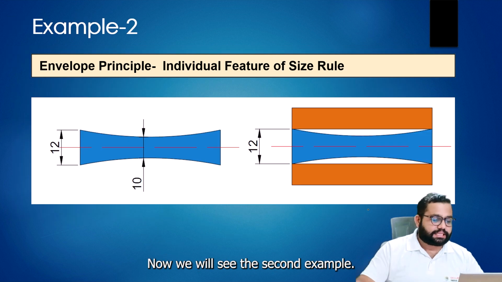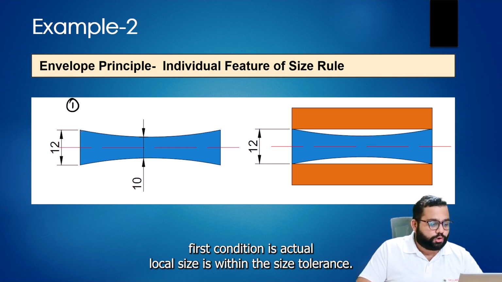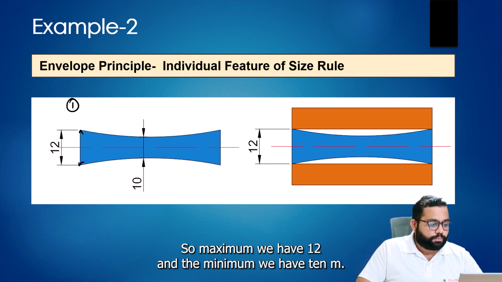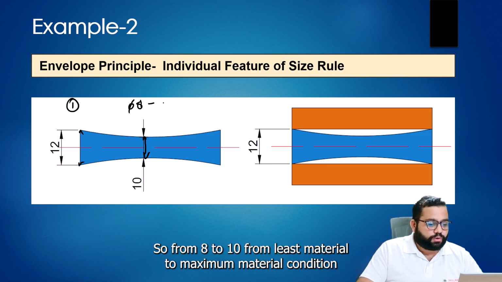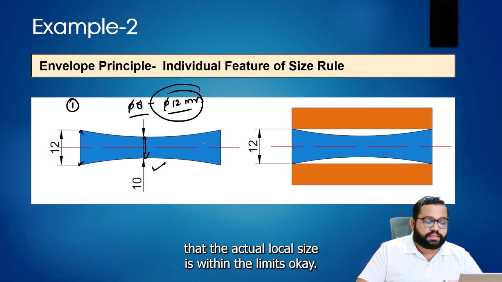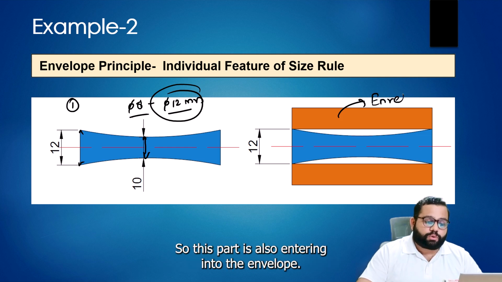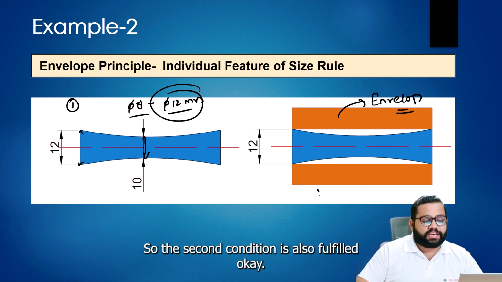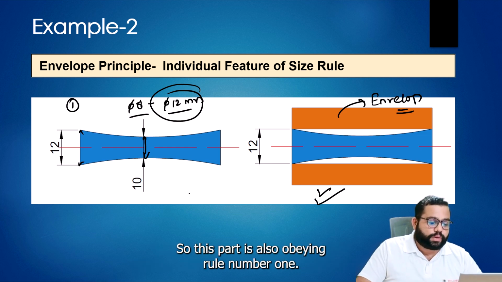Now we will see the second example. In this example also you can see that the first condition, actual local size, is within the size tolerance. Maximum we have 12 and the minimum we have 10 mm, so it is varying within the range, from least material to maximum material condition. This fulfills the first condition, that the actual local size is within the limits. The second part is it should enter into the envelope. This part is also entering into the envelope, so the second condition is also fulfilled. This is the second manufactured part, and it is also obeying rule number 1.